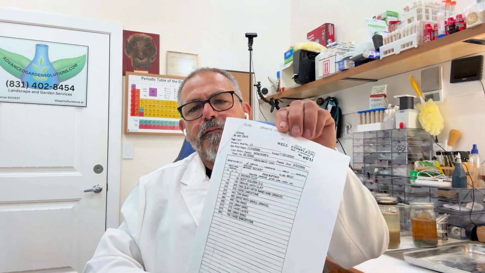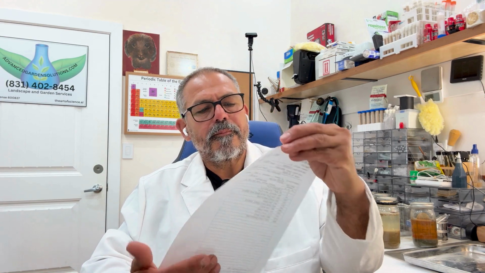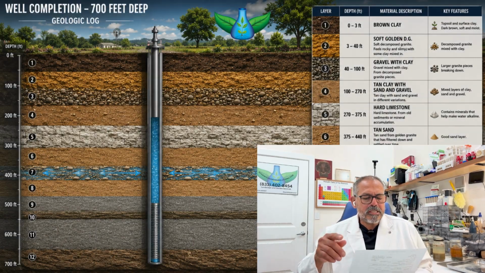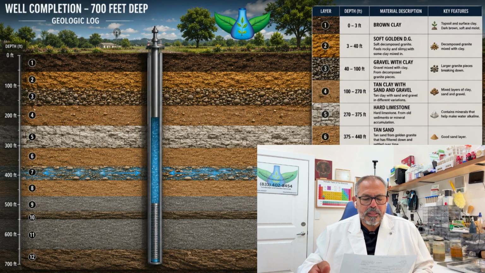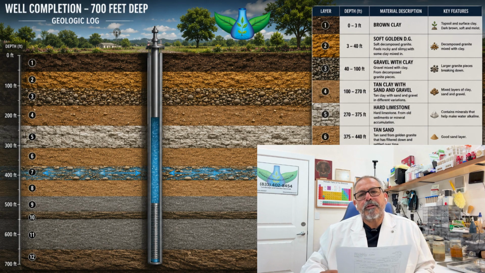So now that we have done the soil, plant, and water analysis, let's look at the ground structure. I also have the well drilling report from when the well was drilled. From the surface down to about 3 feet, we have brown clay. This is material that has broken down over thousands of years.